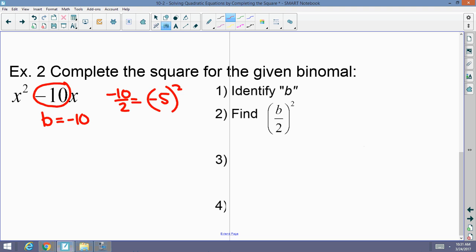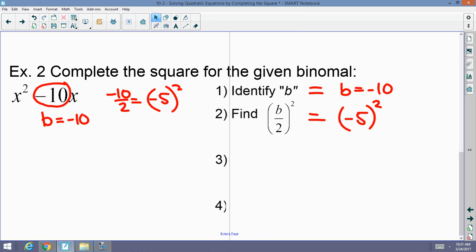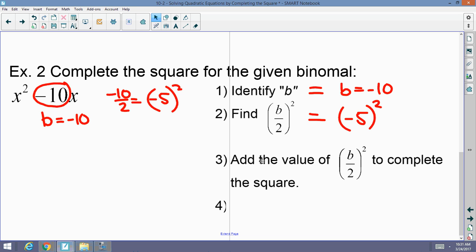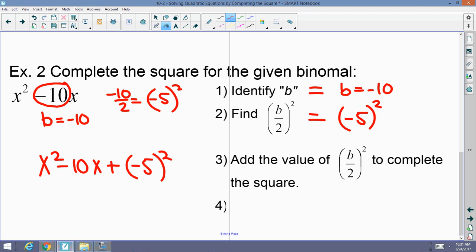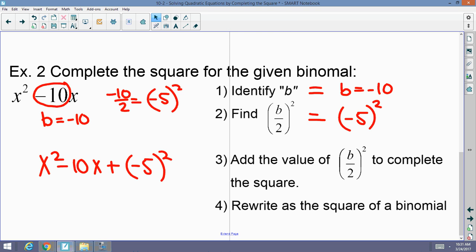So in step 1, b equals negative 10. And my (b over 2) squared is (negative 5) squared. Yes, I know that equals 25. However, trust me, leave it like that. Step 3, add the value of (b over 2) squared to complete the square. So I get x squared minus 10x plus (negative 5) squared. And last step, rewrite as a square of a binomial.